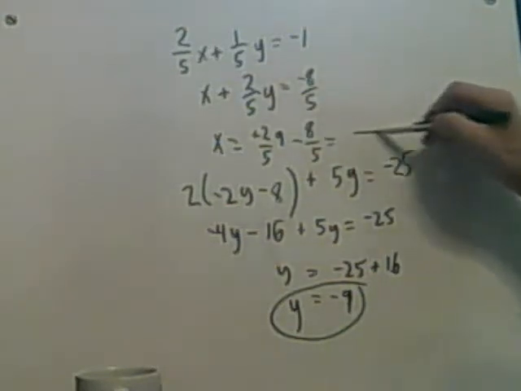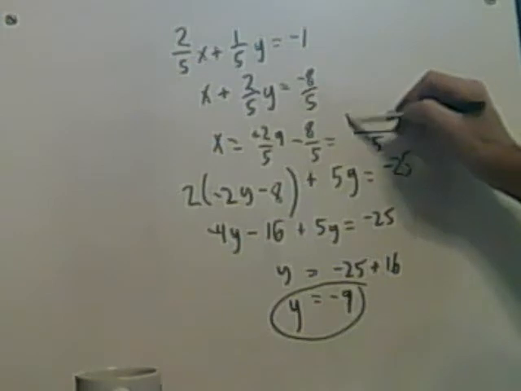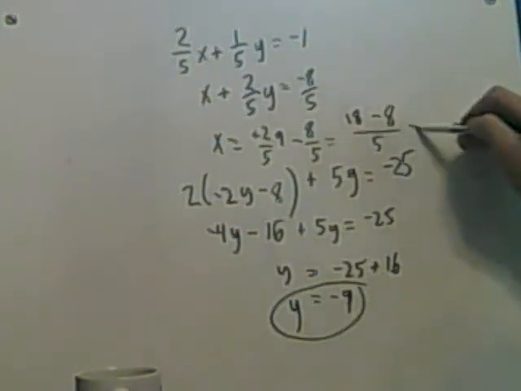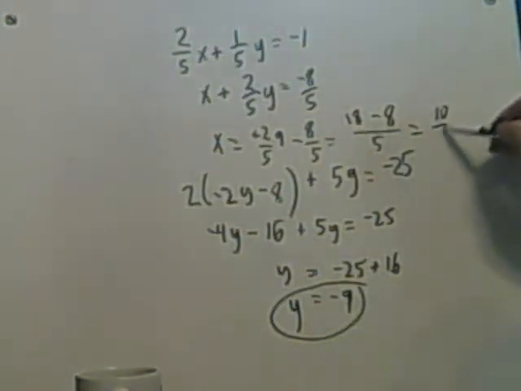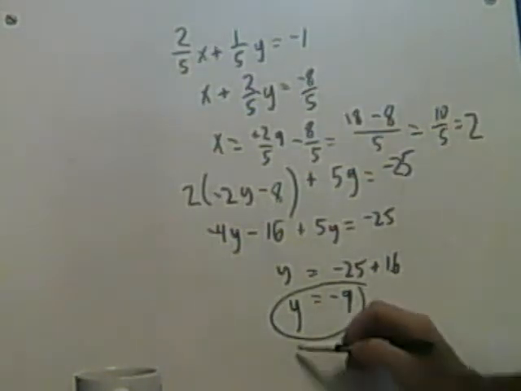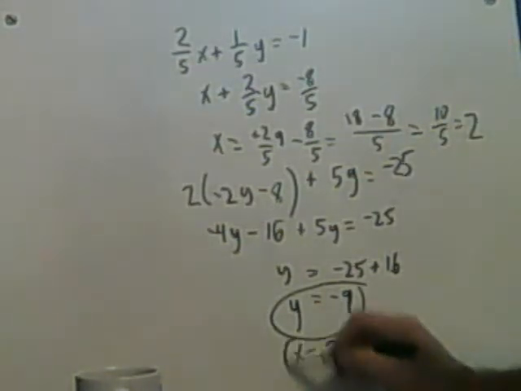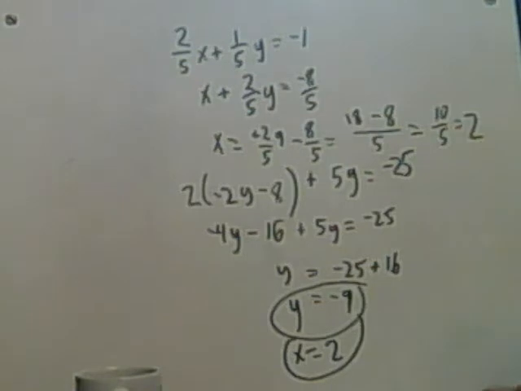We can put this all over a common denominator, 5. That's going to be 18 minus 8, which is equal to 10/5, which is equal to 2. X equals 2. So y equals negative 9 and x equals 2.